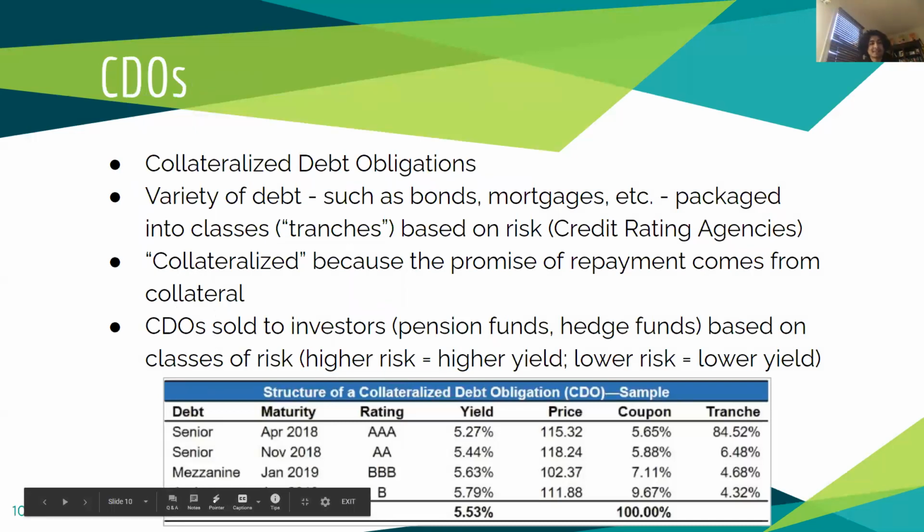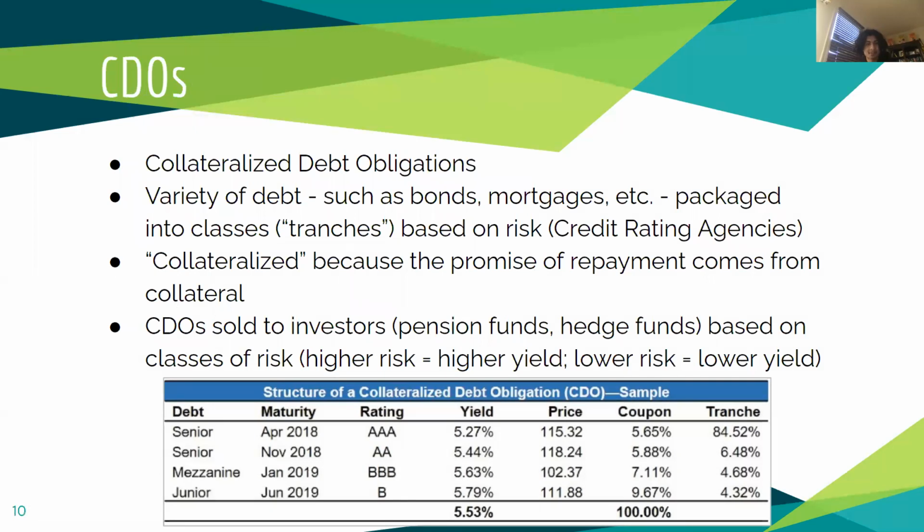Okay, and now let's talk about CDOs. CDOs, which are insanely complex, are also known as collateralized debt obligations, and are pretty much a variety of debt that's made up of bonds, mortgages, etc., any form of debt. They're packaged into classes called tranches, which means a little piece of something in French, based on risk.